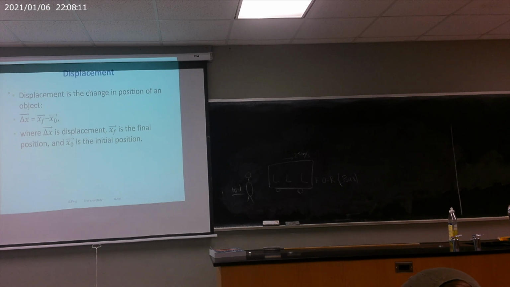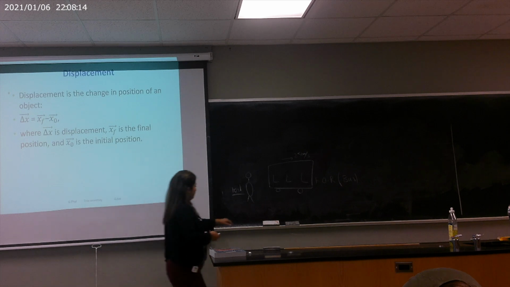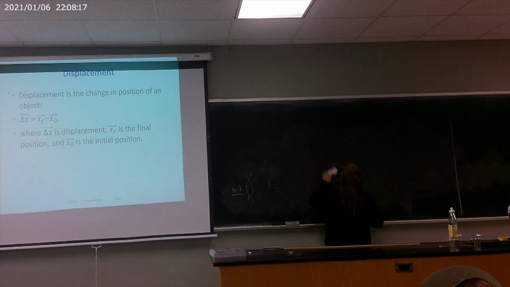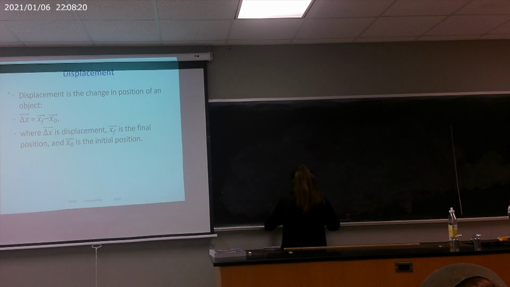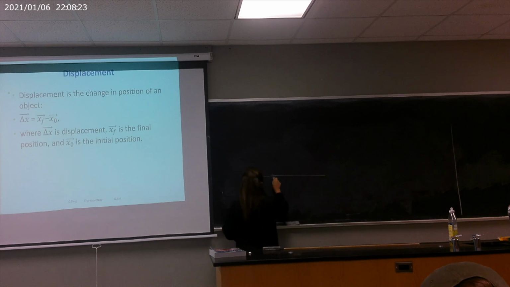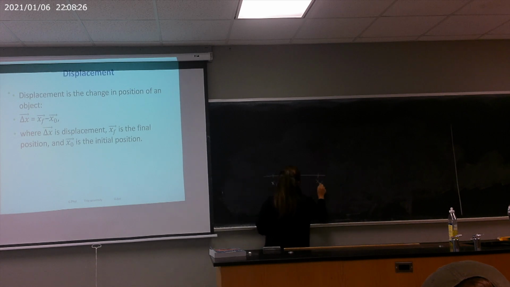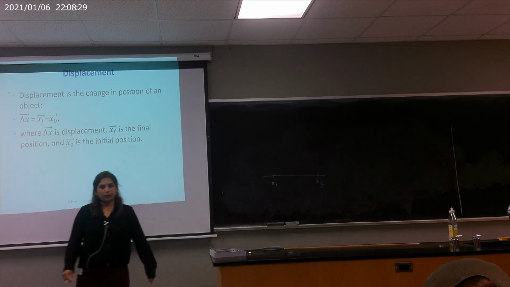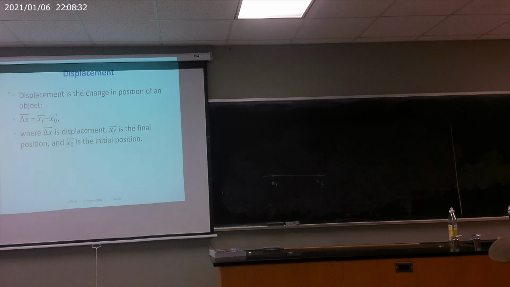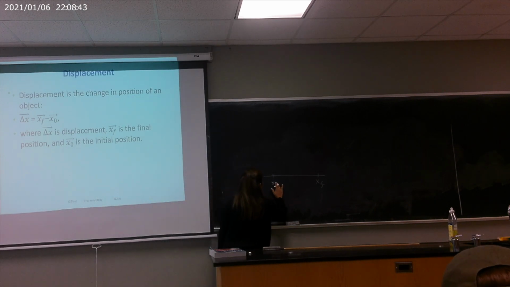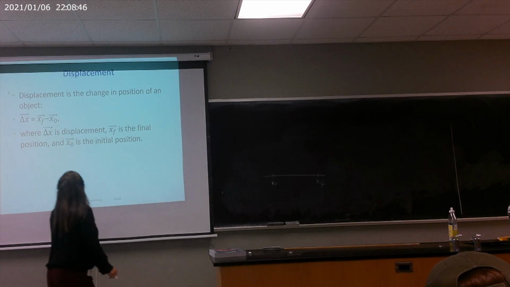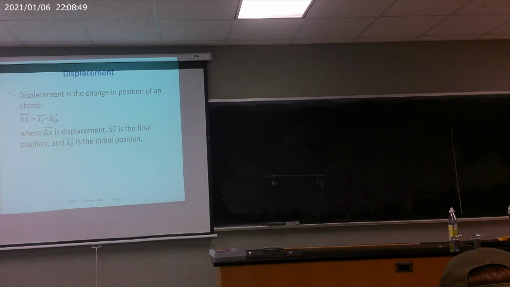Displacement is the change in position of the object. If the object has moved from one position, which is xi, to another position, which is xf. I am using i for initial, f for final. So if it has moved from the initial position, x naught, to xf, delta x would be the displacement.